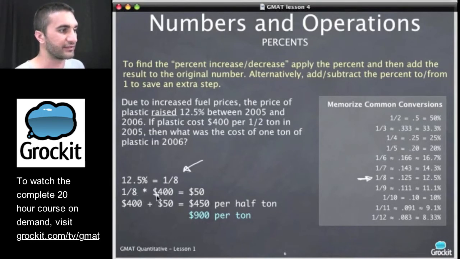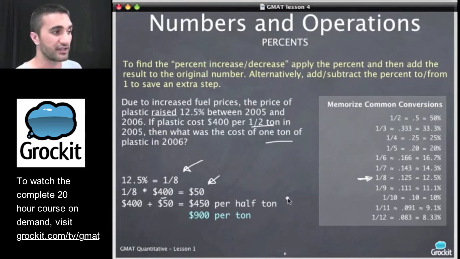So 1/8 of 400, which is the amount that it increased, if the plastic cost $400 per half ton in 2005, what was the cost of 1 ton? Notice how they moved from 1 ton, half ton to 1 ton of plastic in 2006. So 1/8 of 500 gives us 50, which is the amount that it increased, and we know it was 400 to start. So the price of half a ton in 2006 should be $450.